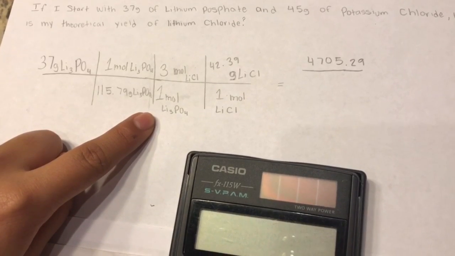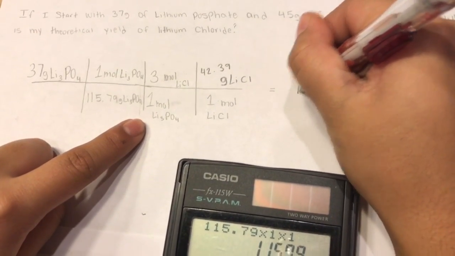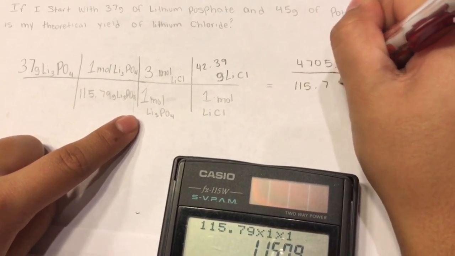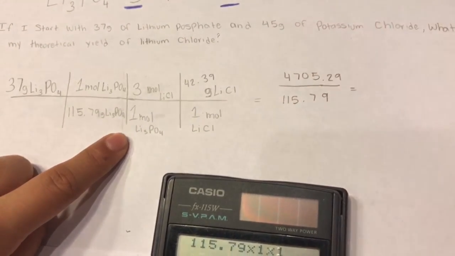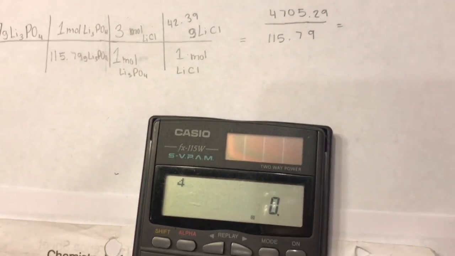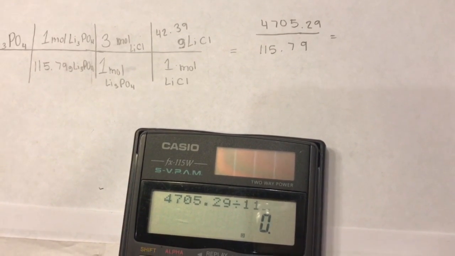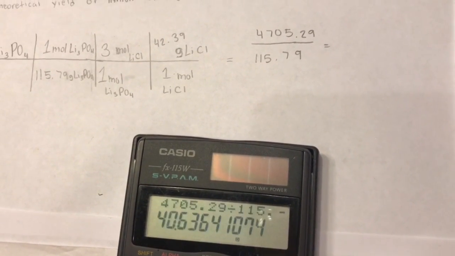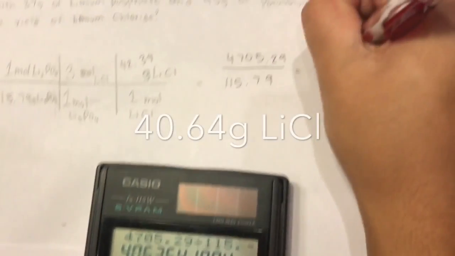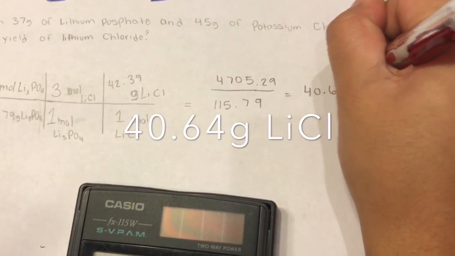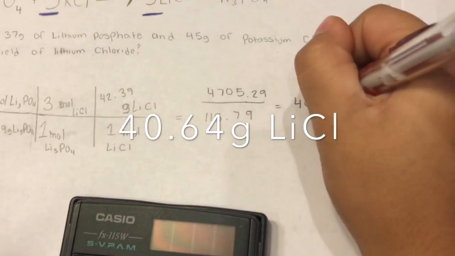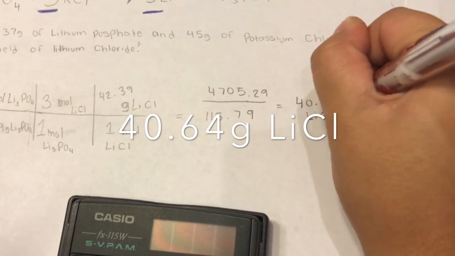1 times 1, which equals 115.79. If you divide 4,705.29 divided by 115.79, that gives you 40.64 grams of LiCl.